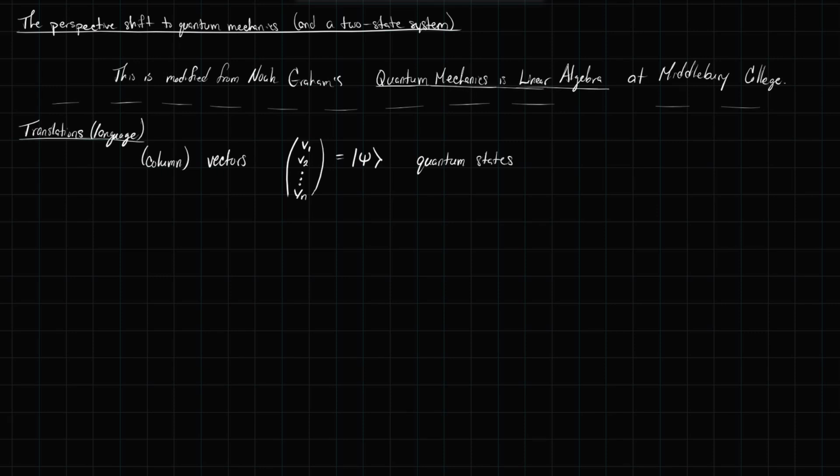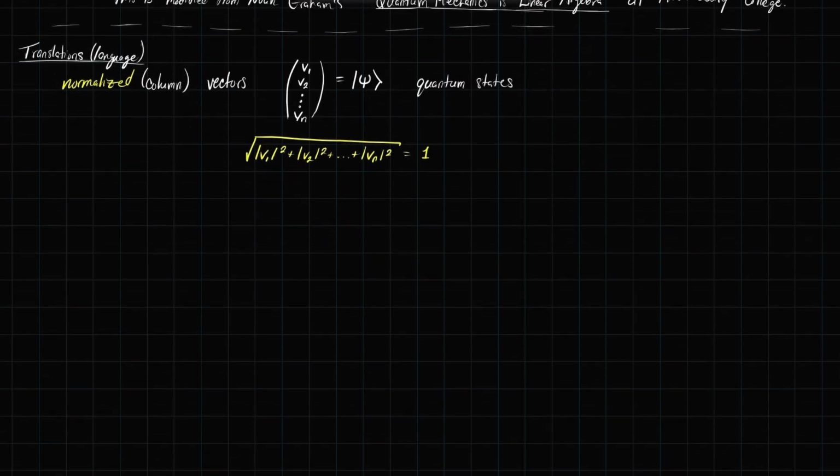But there is something stronger than that people don't normally talk about. It's in fact the normalized column vectors, which are quantum states. So we have the property that since they are normalized, the sum of the absolute value of each of the vi's squared has to be equal to 1. So really the normalized column vectors are the quantum states.